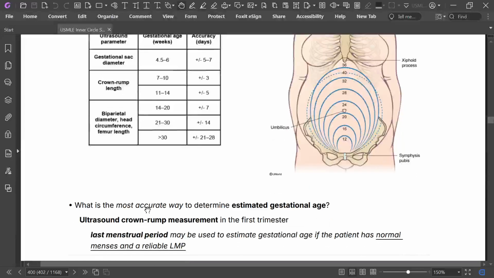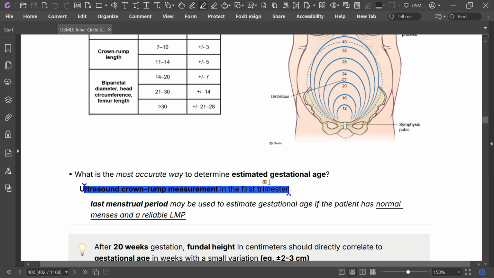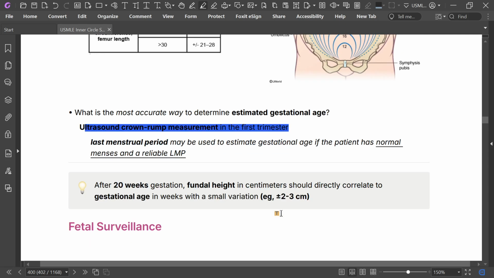Now, what is the most accurate way to determine estimated gestational age? Ultrasound crown rump measurement in the first trimester. Last menstrual period may be used to determine gestational age if the patient has normal menses and a reliable LMP. But the most accurate way is ultrasound crown rump measurement in the first trimester.